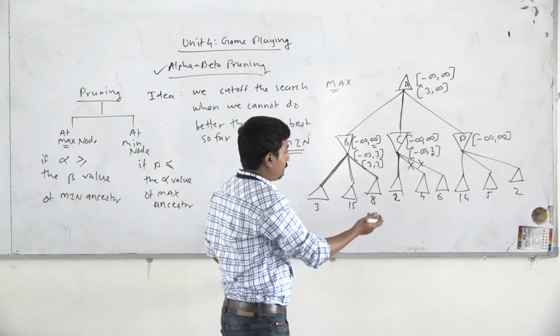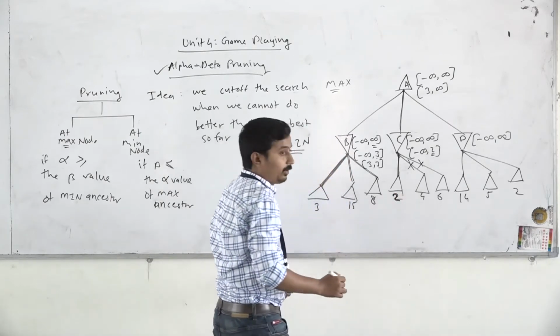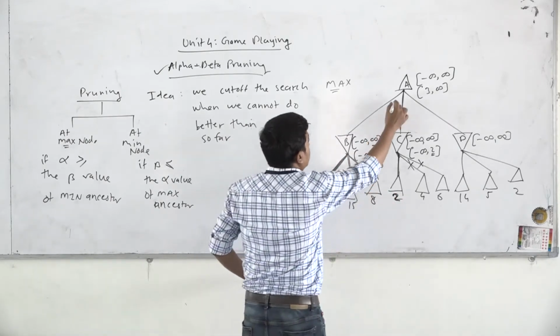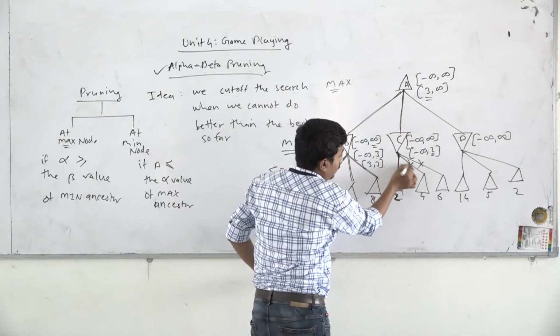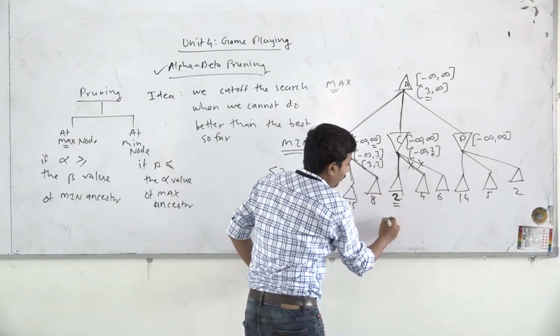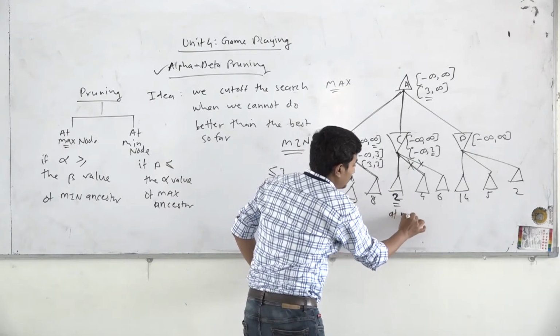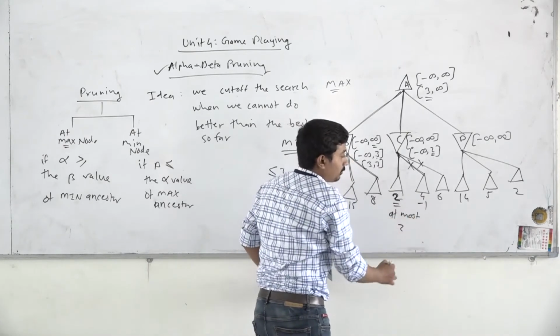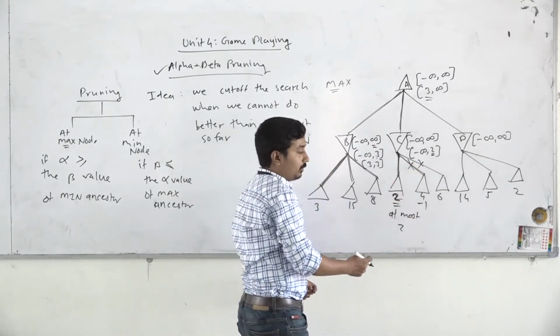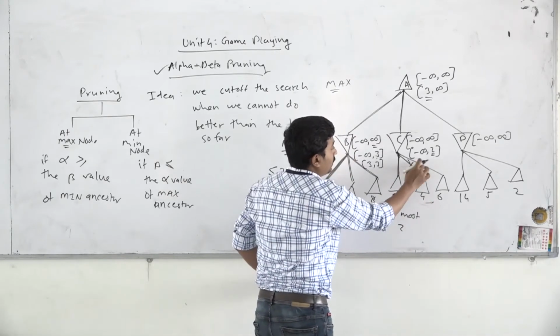Which is very obvious, right? This branch is giving us the reward of 3, and this one is saying that this may give me at most 2. At most 2, right? Even if we have -1, it will give you -1, right? So that's why we can prune these branches.